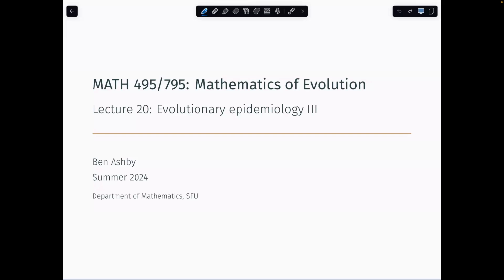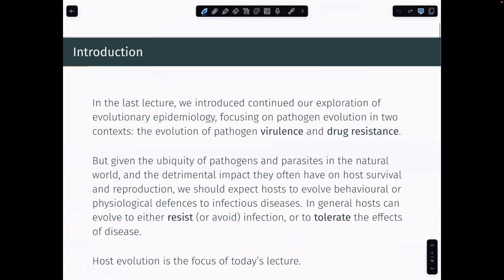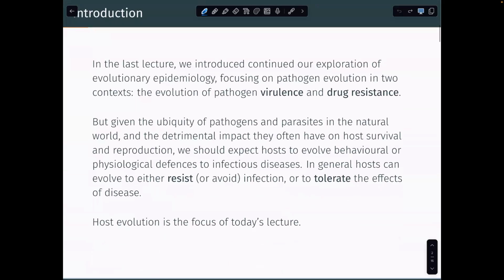and ecology as well. Today, we are going to be still looking within the realm of evolutionary epidemiology, but moving on from pathogen evolution to thinking about host evolution. In my role as a researcher, I'm interested in infectious diseases and how they spread and how they evolve, but I'm also interested in how they affect host evolution as well.